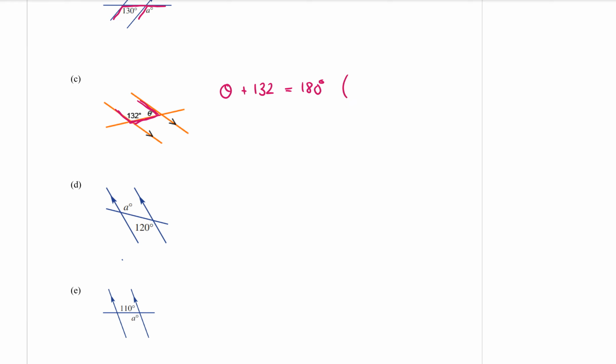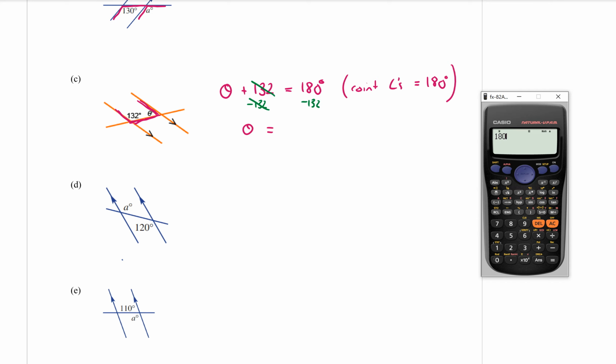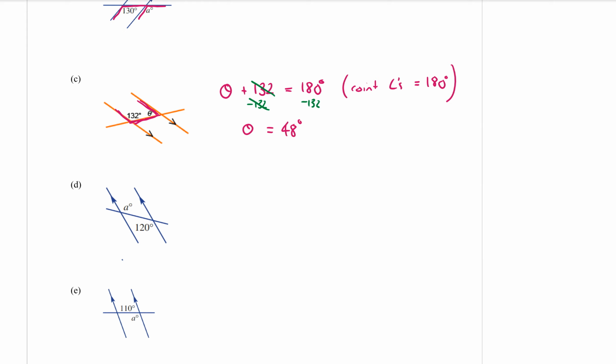Okay, writing the reason down: co-interior angles equal 180 degrees. Sorry for that little interruption. To solve that equation, I need to subtract the 132. So theta equals 180 minus 132, which is 48 degrees. Okay, so it's the co-interior angles that take a little bit more working out.